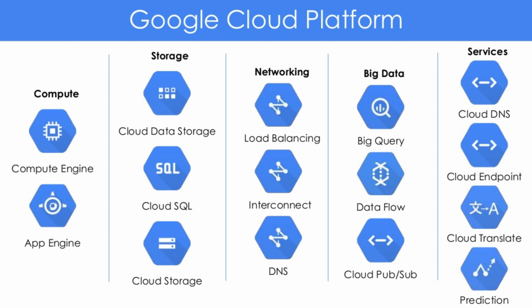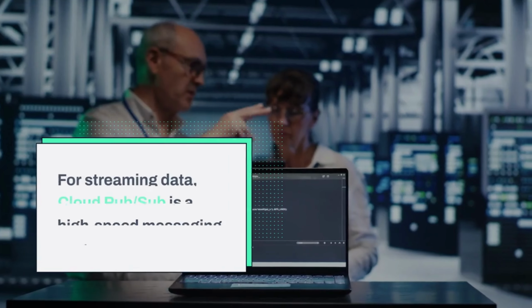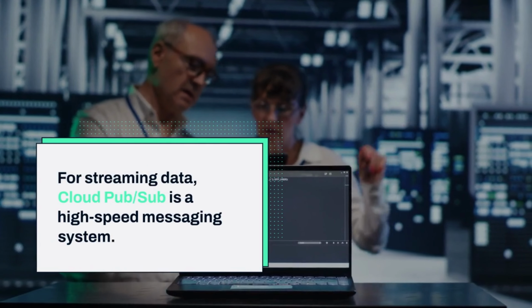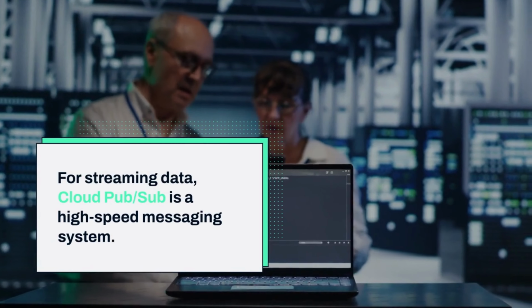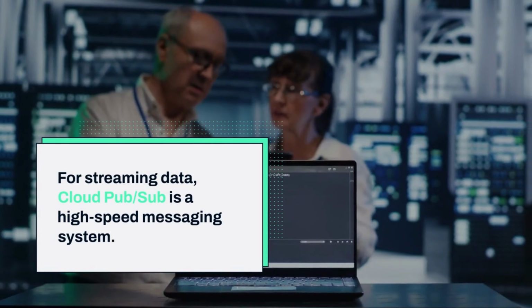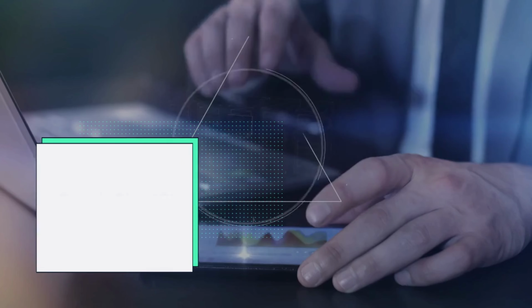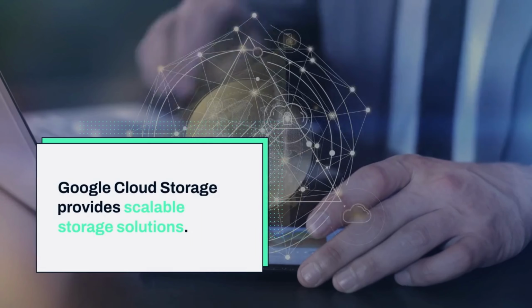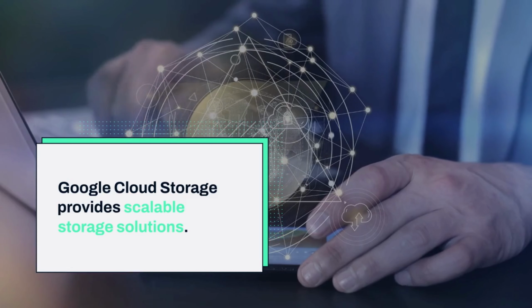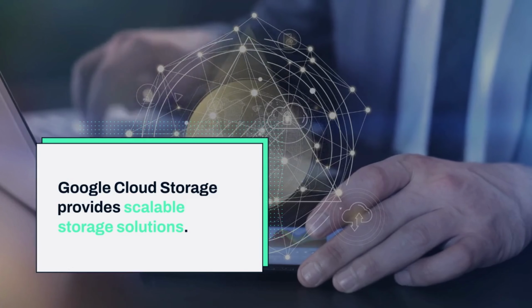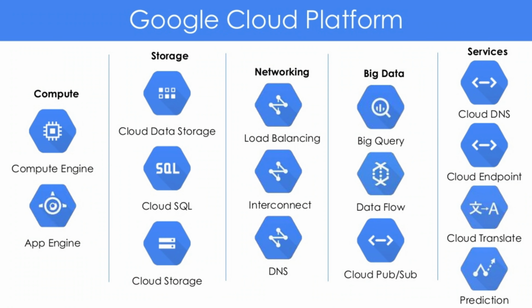Streaming data ingestion. For data that's constantly flowing in, there's Cloud Pub Sub. Think of it as a high-speed messaging service. It's similar to AWS Kinesis, but it can handle even bigger chunks of data because, Google. Data platform storage. Google Cloud Storage is your go-to for scalable and cost-effective storage. It's like a massive hard drive in the cloud with different tiers for different needs.